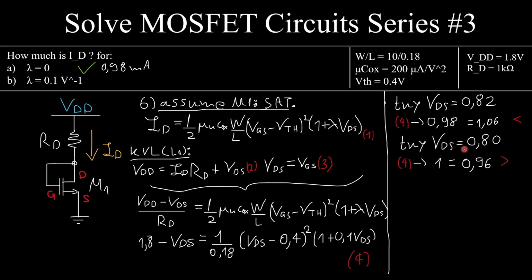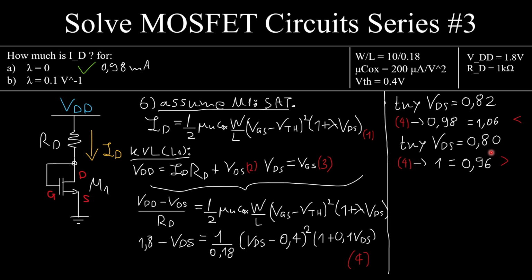So this is going to be 0.8. I try 0.8. Now this part of the equation is 1, this part of the equation is 0.96. So this is larger than this part, all right? This is larger. This is good. It means that my solution will be somewhere in between this and this value. If it was still smaller, I had to go to an even smaller value for VDS.